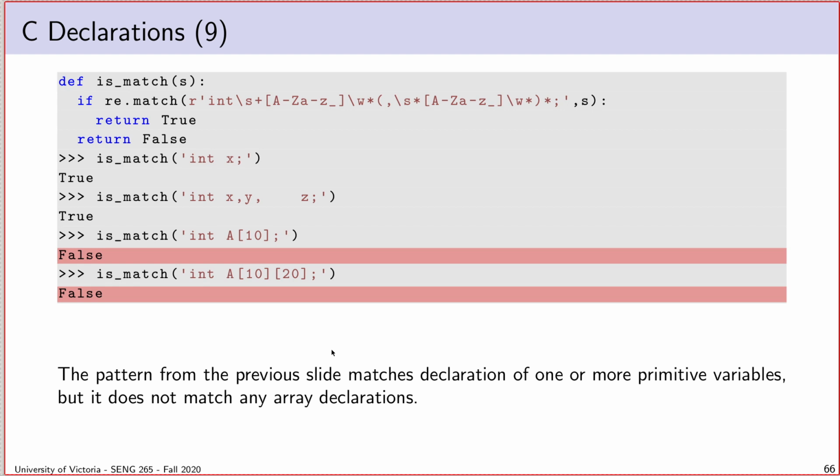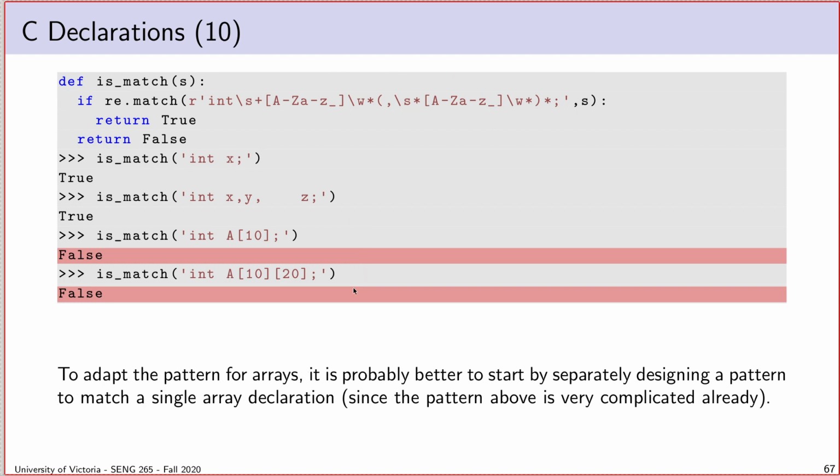So let's start with what we already had. So here is, from the previous slide, the example that will match multiple variable names with no array stuff. And it does work, and actually here is our case with 3 variable names, and it looks like that works fine. But it doesn't match these cases where I'm declaring arrays. So int a with square brackets 10 or square brackets 10, square brackets 20. So we'll start from this and see what we have to do to adapt it.